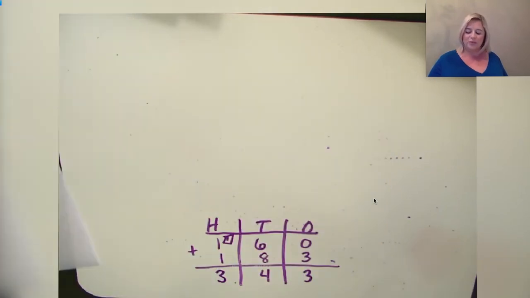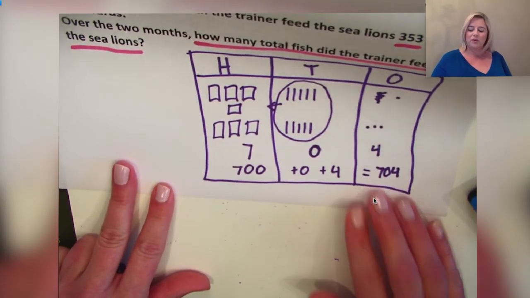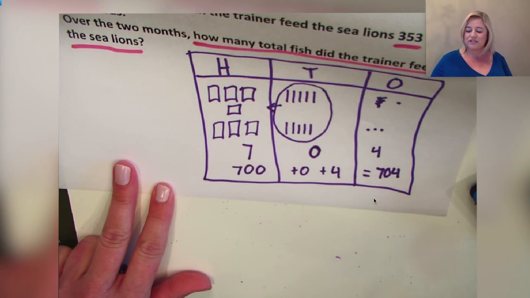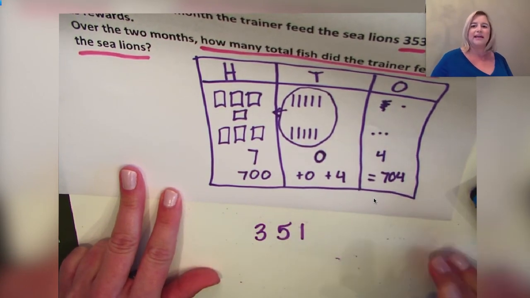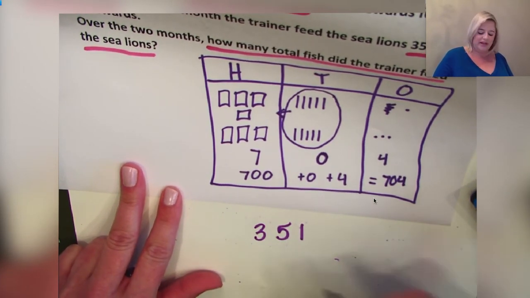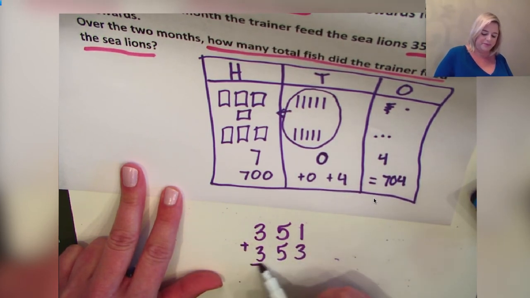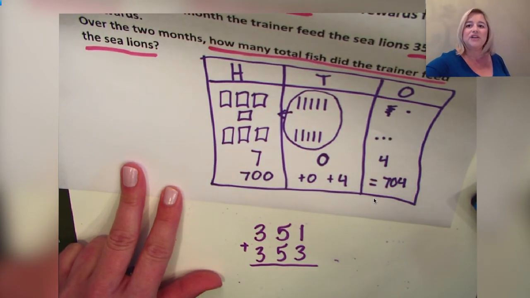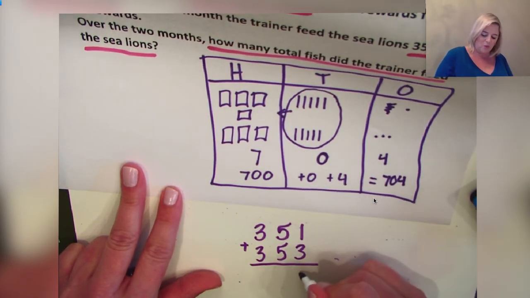Now, let's write our problem to match our model. So remember, we have 351 fish the first month. So I'm going to write 351. And in the second month, there were 353 fish fed to the sea lions as a reward. Now, let's go ahead and combine our ones. Can we combine the ones without regrouping? Correct. 3 plus 1 is 4.